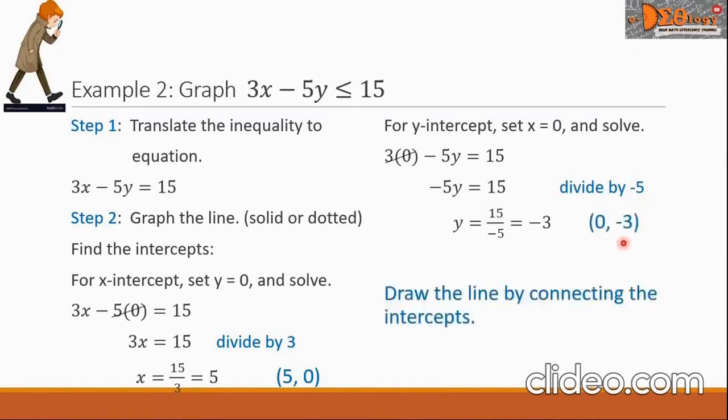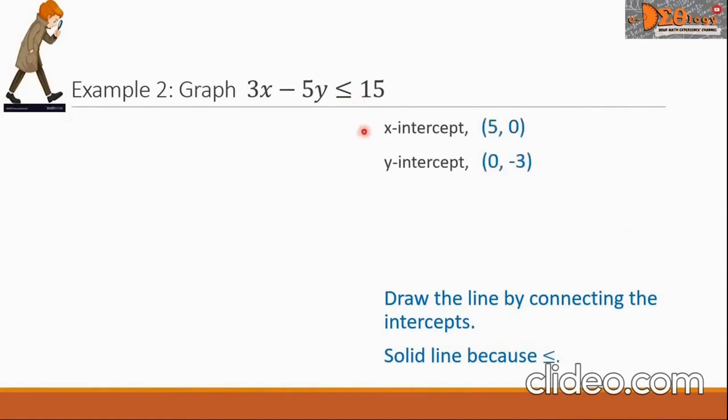We are going to draw the line by connecting the intercepts. Take note also that we should draw a solid line because the inequality symbol here is less than or equal. Let us keep our intercepts on this side. Let us clear this area because we are going to draw the line. First, let us draw our x and y axis.